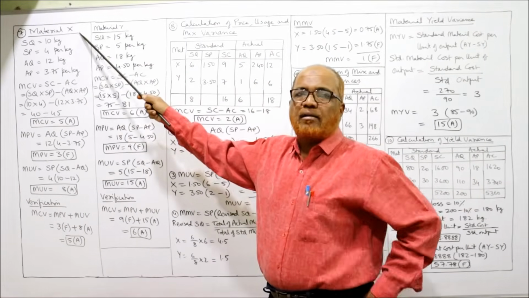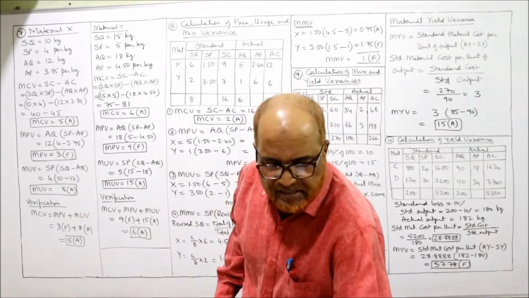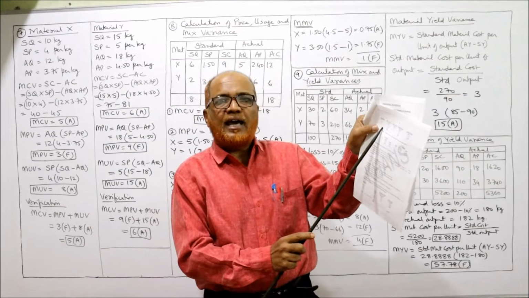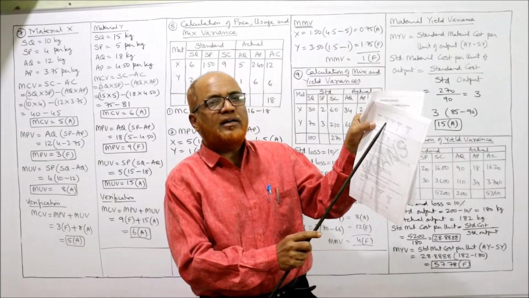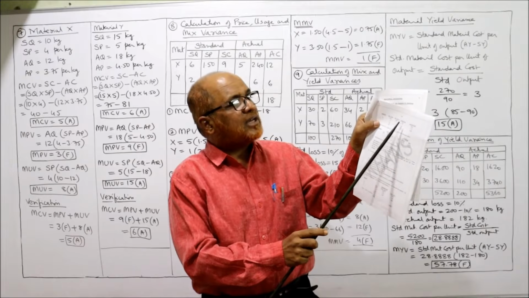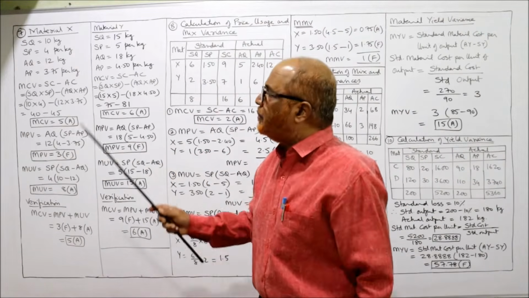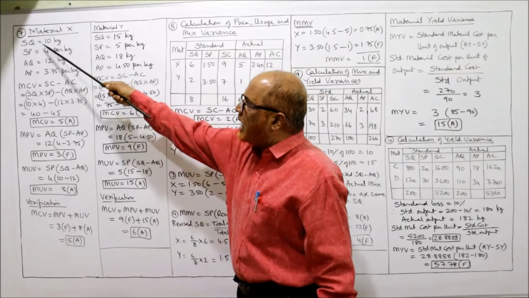Now see here. Material X, first I am calculating for material X. Standard quantity is given in the problem, 10 kilograms. See the first line. For X material, standard quantity is 10 kilograms, standard price 4 rupees per kilogram, actual quantity 12 kilograms, actual price 3.75 per kilogram. The same thing I have written here.